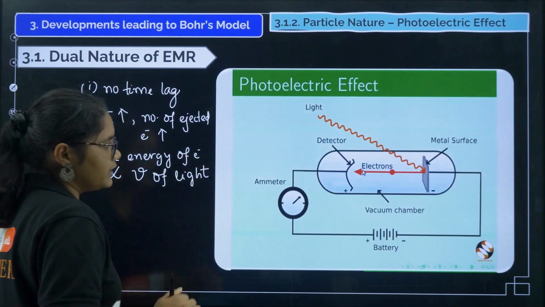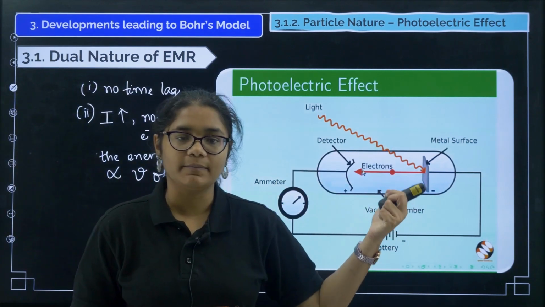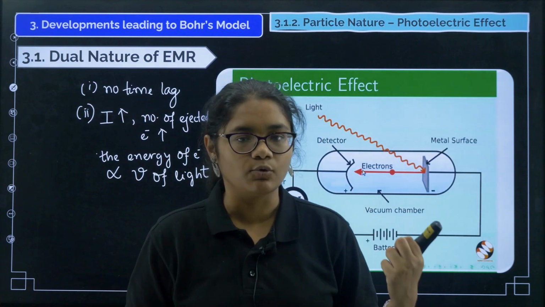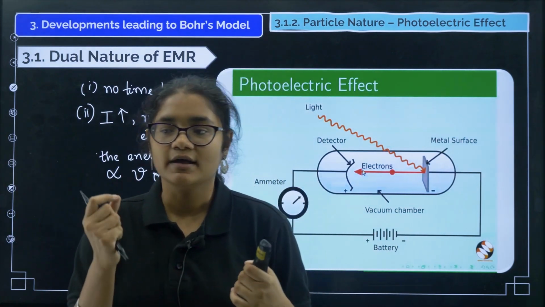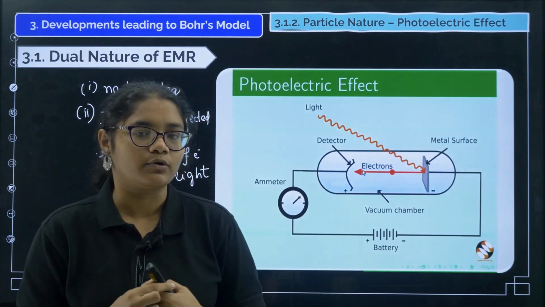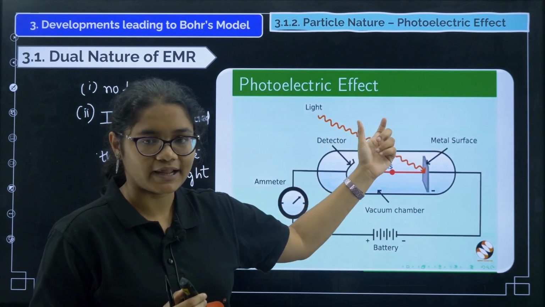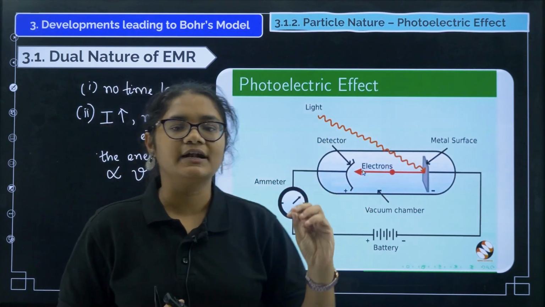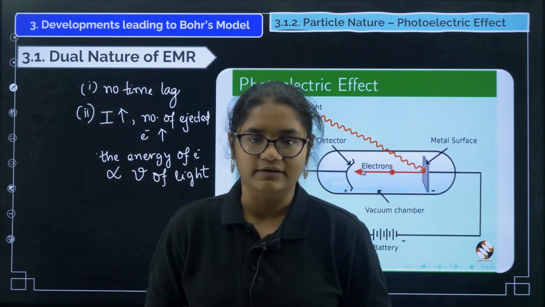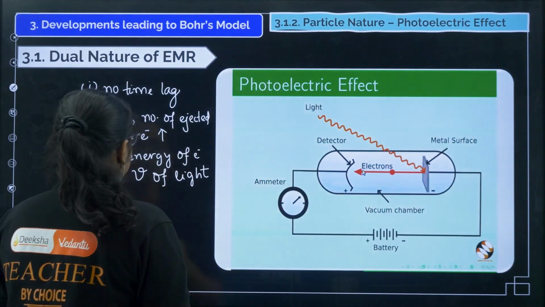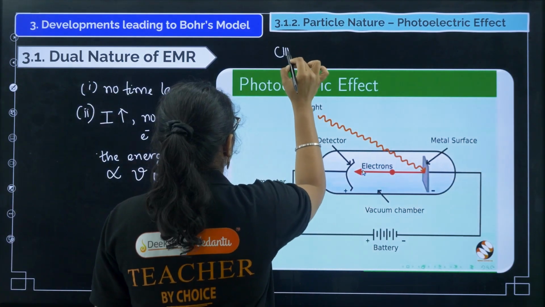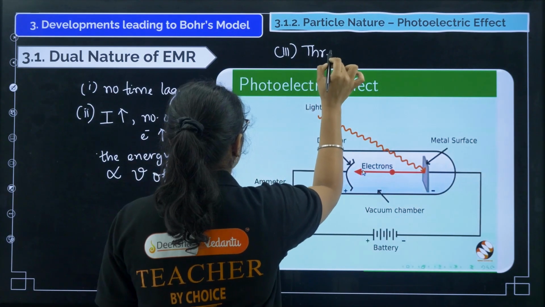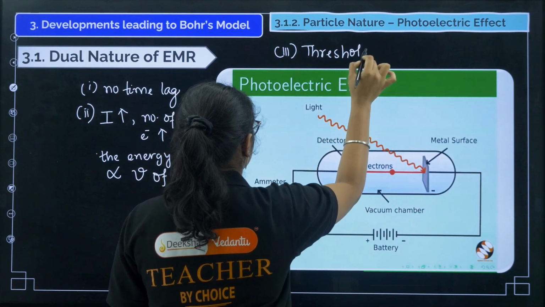So when you increase the intensity, what happened? The number of electrons ejected was more, but there was no change in the energy of the ejected electron. But if you increase the frequency of the light, then the energy of these ejected electrons also increased. And the third and the most important thing is the threshold frequency.